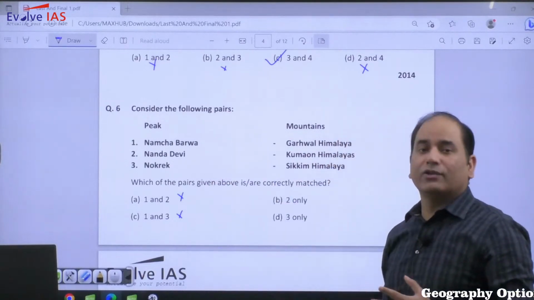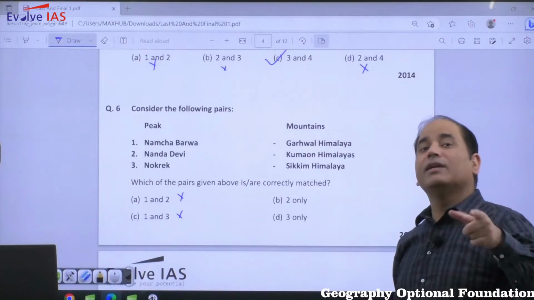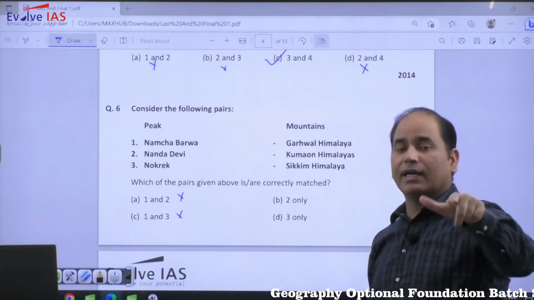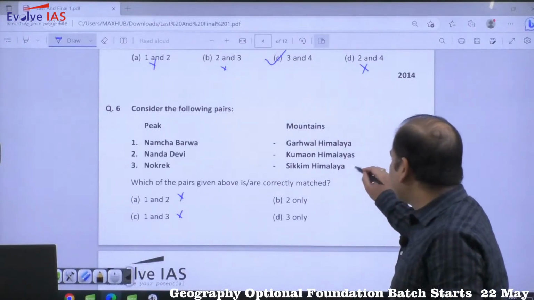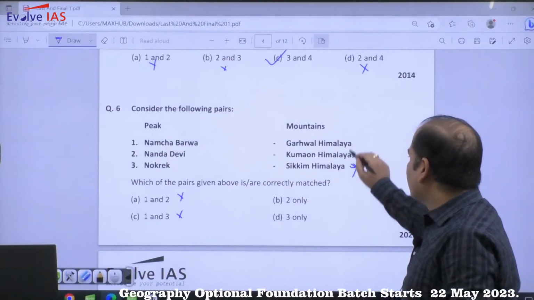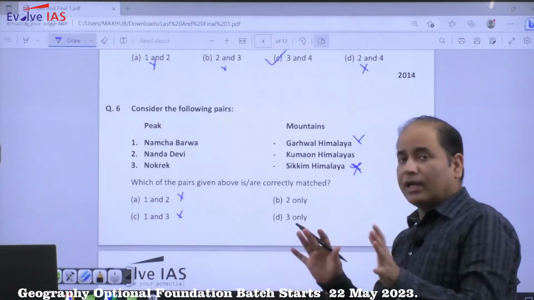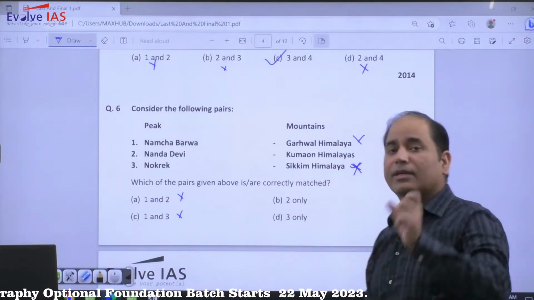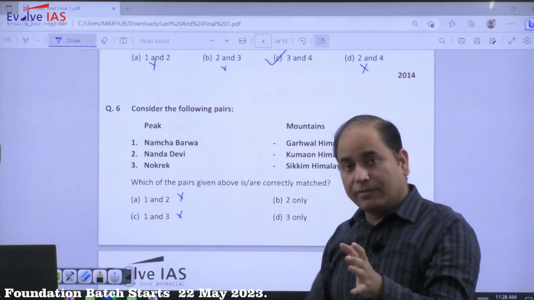Nokrek is also a biosphere reserve and Nokrek Peak is there. Where is the Nokrek Peak? It is the second highest peak in Meghalaya. The highest peak is what? Shillong. So Nokrek is in Meghalaya. It is expected that you should know. So if you know these two pieces of information, even if you will have doubt, because this Nanda Devi is a doubtful one. Why doubtful? Because Nanda Devi के दो हैं.